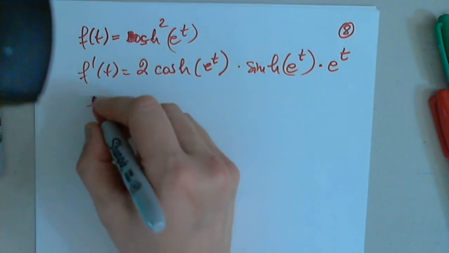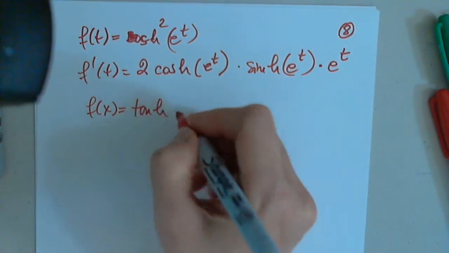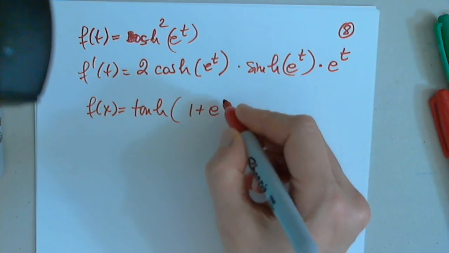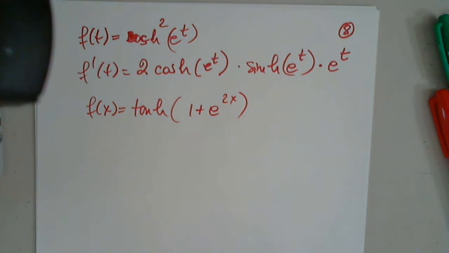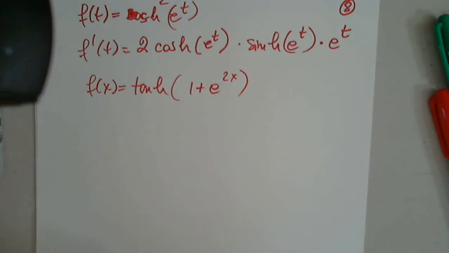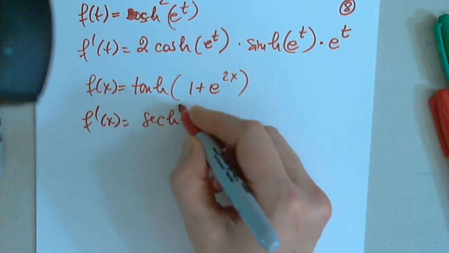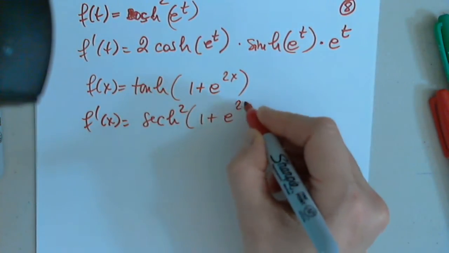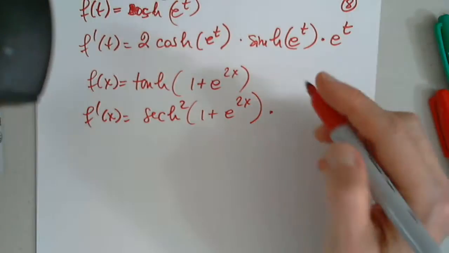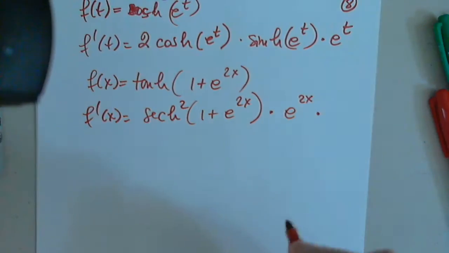Let's look at one more, like f of x equals hyperbolic tangent of 1 plus e to 2x. Okay, so then f prime: hyperbolic tangent is hyperbolic secant squared of 1 plus e to 2x times the inner function prime, which is e to 2x, times the inner function prime, which is 2. Any questions? Any questions?